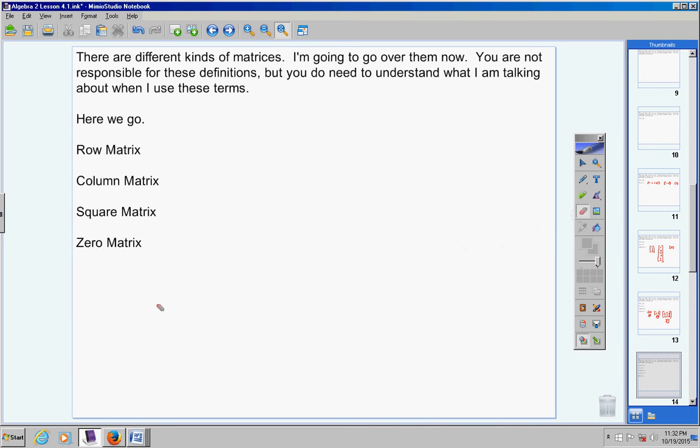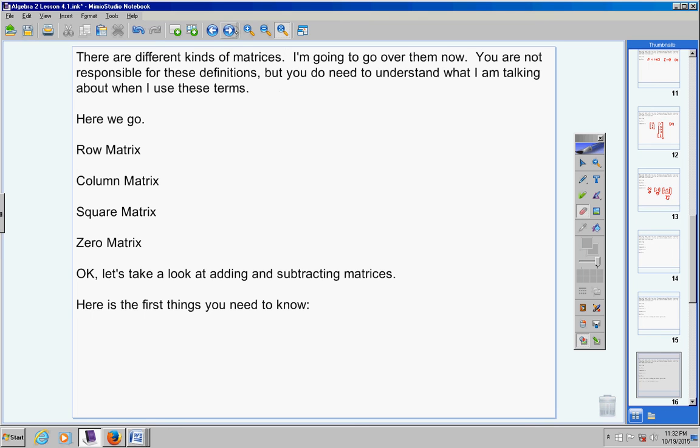Okay? That's pretty simple. Row matrix has 1 row. Column matrix has 1 column. Square matrix has the same amount of rows as columns. 0 matrix, all of the entries or elements would be 0. Now let's take a look at adding and subtracting matrices. This is pretty easy stuff.